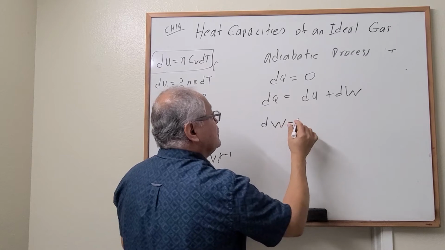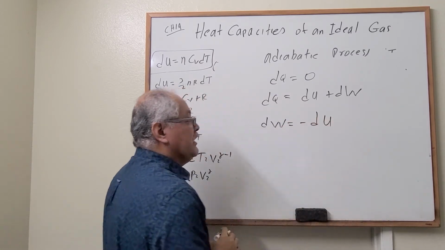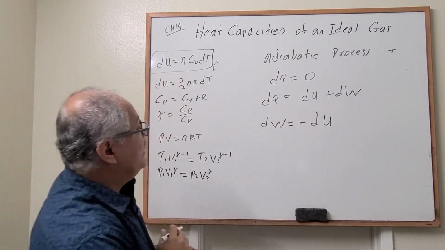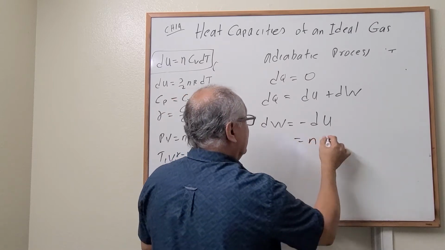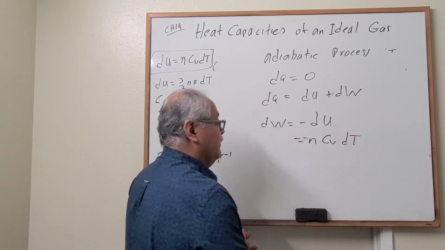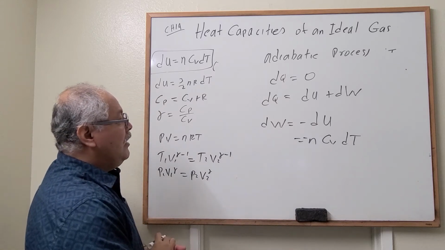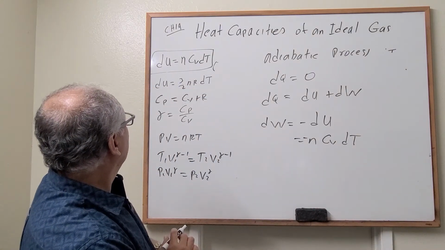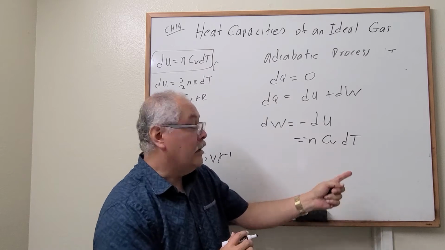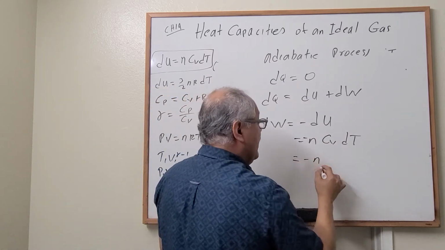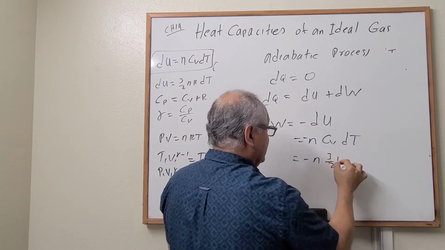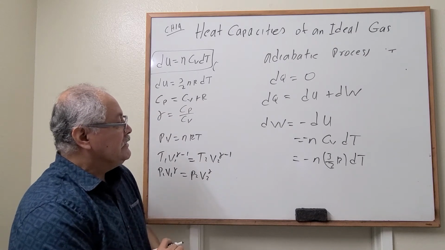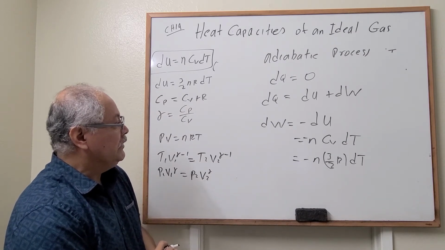Okay, work is equal to negative the change in internal energy. But how do we define the change in internal energy? We can use this equation, so this is equal to negative n Cv dT. Now for a monatomic ideal gas, we found that this quantity is equal to 3/2 R. So we can say this equals negative n 3/2 R times dT, which is the work done.